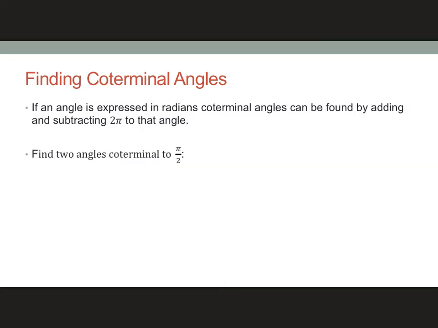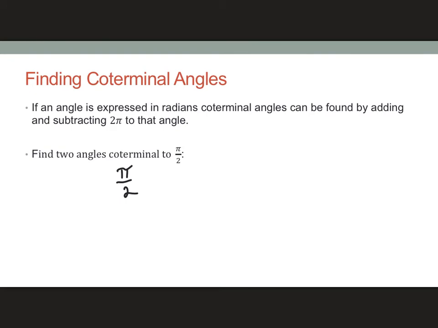Angles measured in radians also have coterminal angles, and they can be found by adding and subtracting 2 pi to that angle. Remember, 2 pi was 360 degrees. It is a full rotation around a circle. This gets a little bit more tricky because it involves adding and subtracting fractions a lot of times. So if we're going to find two angles coterminal to pi over 2, remember that was 90 degrees, but we're going to keep it in radians for this. We're going to have to add or subtract 2 pi from pi over 2.